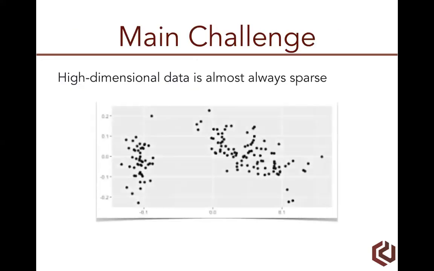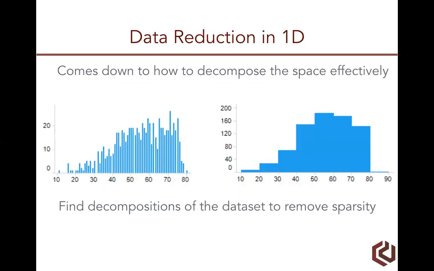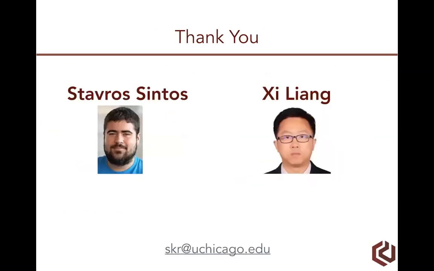And if I want to give you one take-home message, it's that high-dimensional data is almost always sparse. So any data summarization technique that you have has to be able to exploit the sparsity that is natural and inherent to high-dimensional data. So essentially, this comes down to decomposing the space. The same way that we saw this in low dimensions, you have to decompose the high-dimensional space. So that's pretty much my talk.